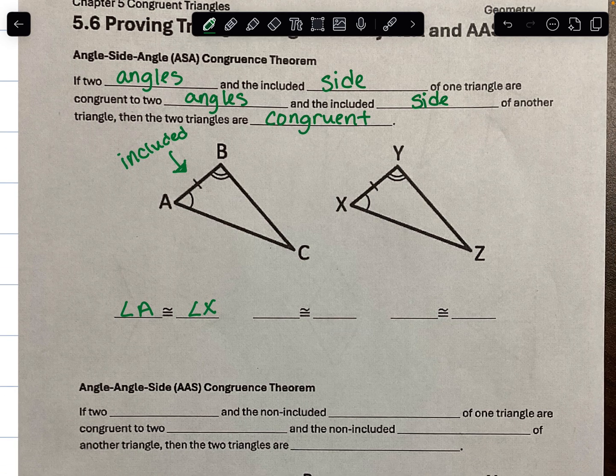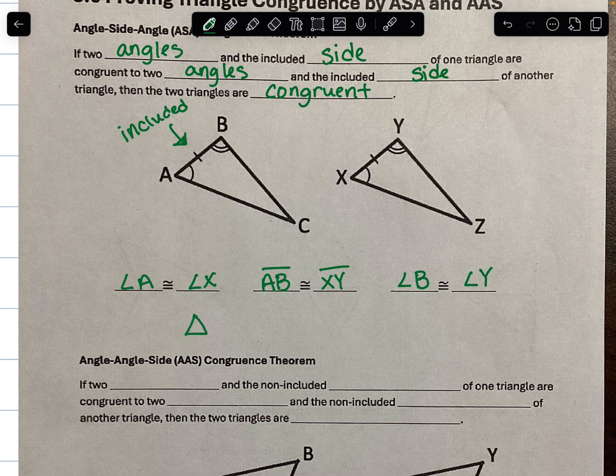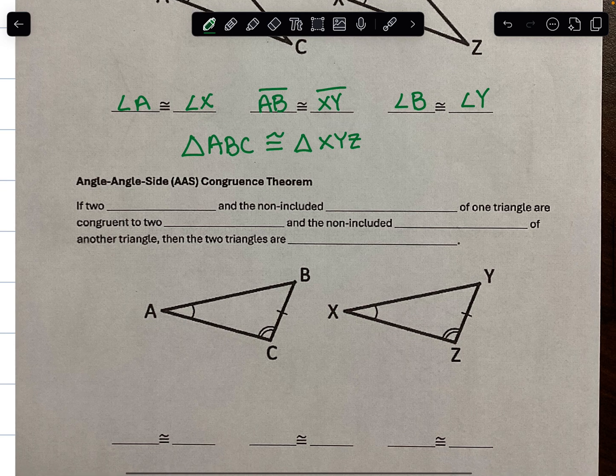Okay, what about the side? AB congruent to XY. And then the last angle, angle B is congruent to angle Y. So, since that is true, we can say triangle ABC is congruent to what triangle? XYZ. Okay? Everybody okay with that one? All right.